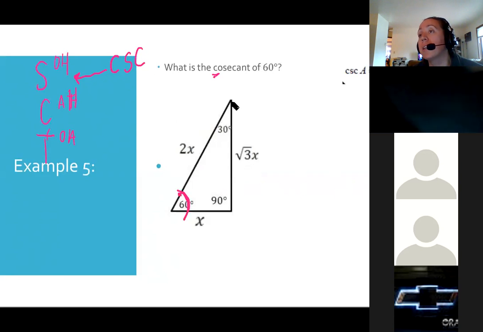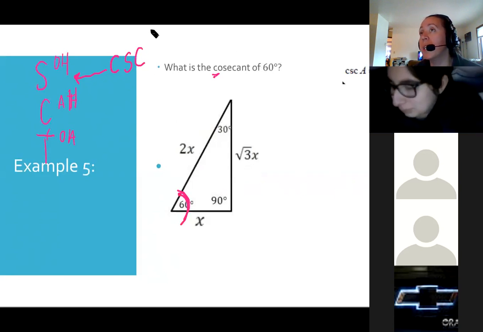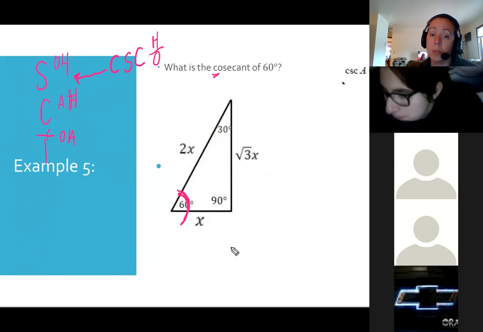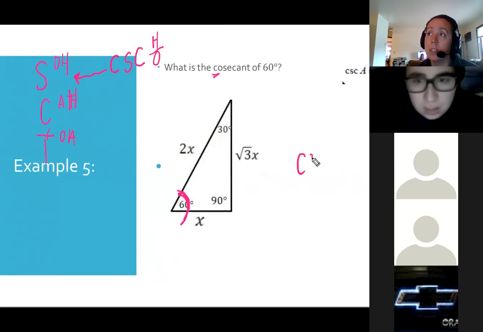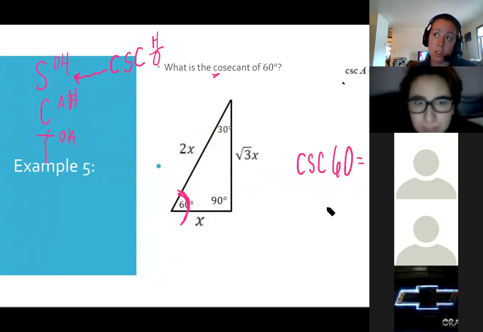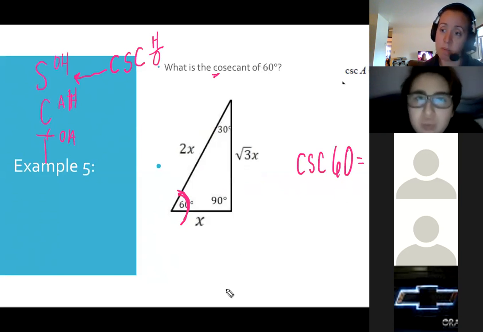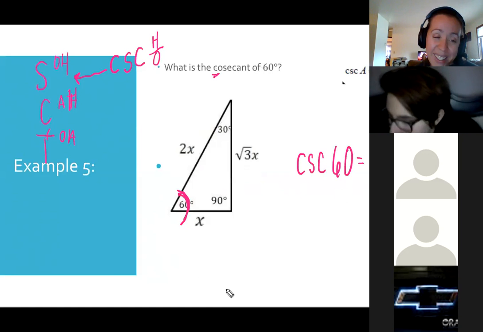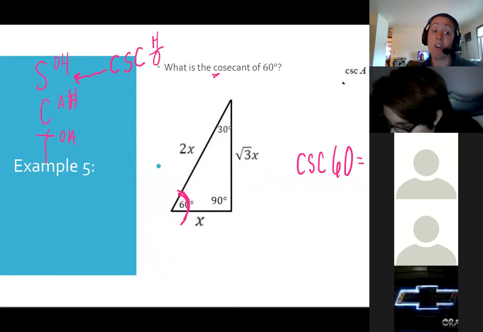So we want to find the cosecant of 60. Here's the 60. So according to cosecant, we need the hypotenuse and the opposite. Which side is the hypotenuse in this one? 2x. Right, Tyler, you got it. Very good. So this is the hypotenuse, that 2x. So that's going to go on top.